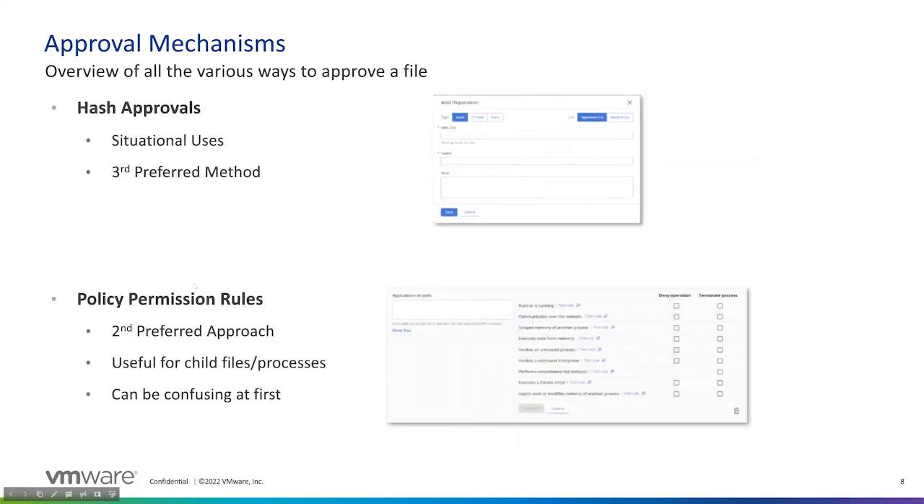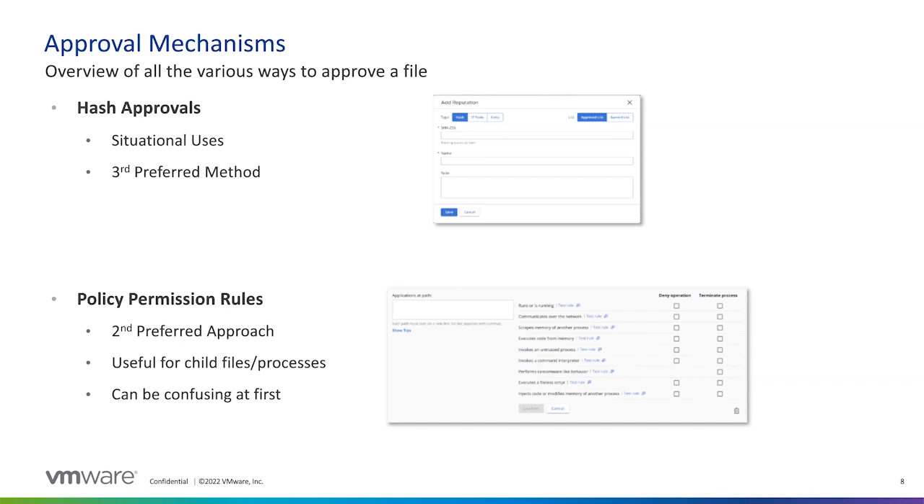We have our next two approvals. So my third recommended approval is to use hash approval. The reason for this is that you are providing it the highest level of reputation in the environment, but you're not turning our sensor off. You're giving it the highest reputation. You're telling the sensor this can do what it wants, but we're still watching that file. It's not completely ignoring it.